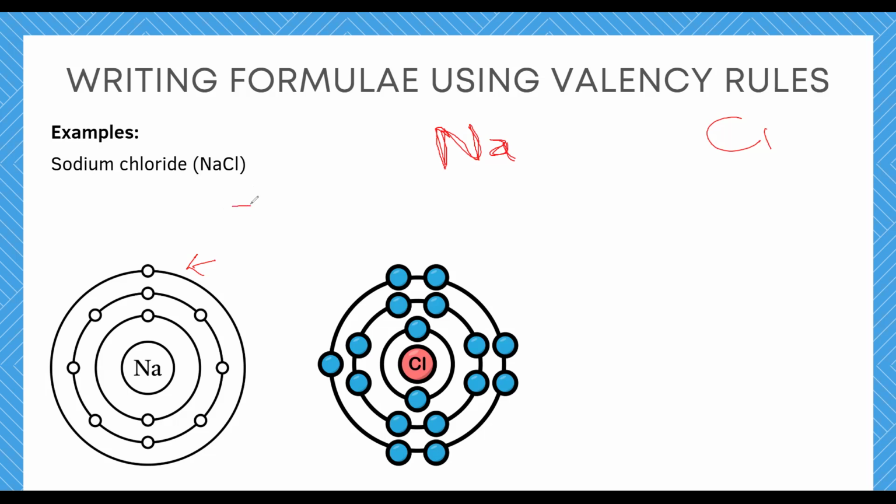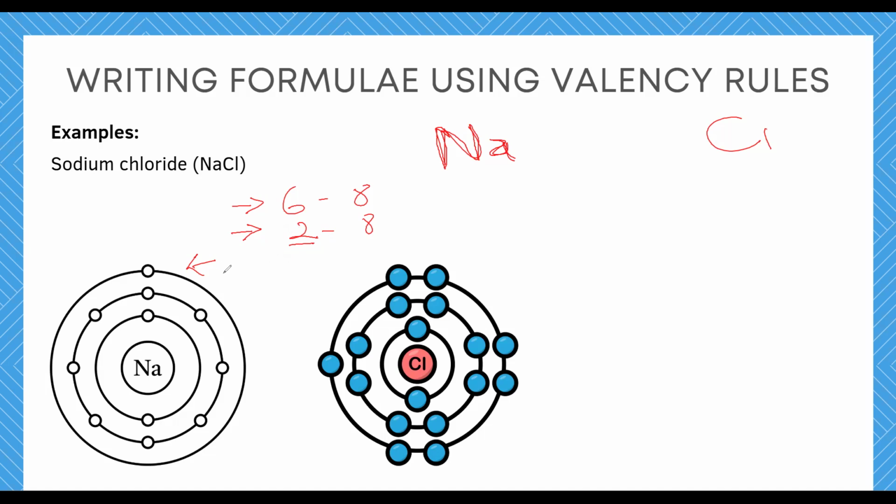If an element needs to gain 6 electrons for it to reach 8, and it needs to lose 2 electrons for it to reach 8, the valency is going to be 2 because you always pick the lesser number. It's always going to be the smaller number. You're going with the smaller number.